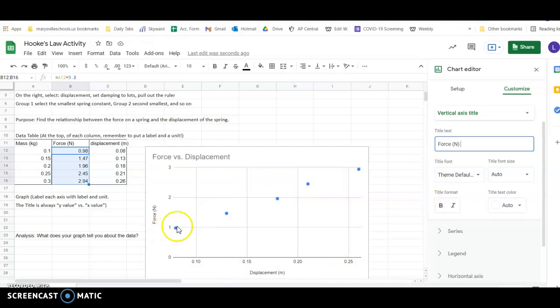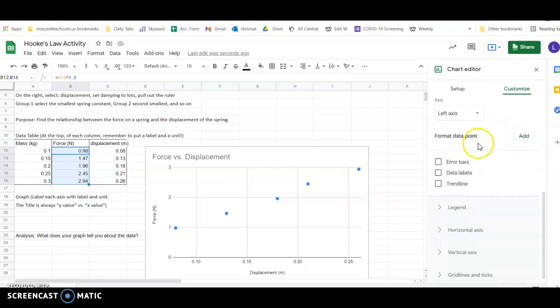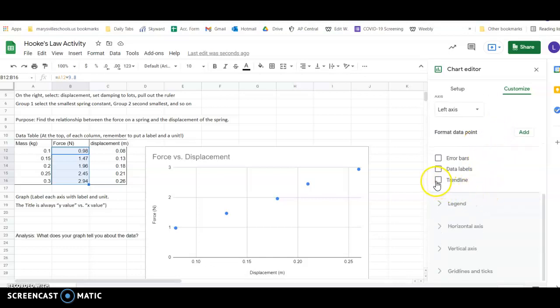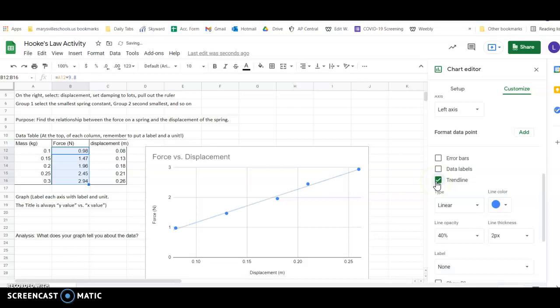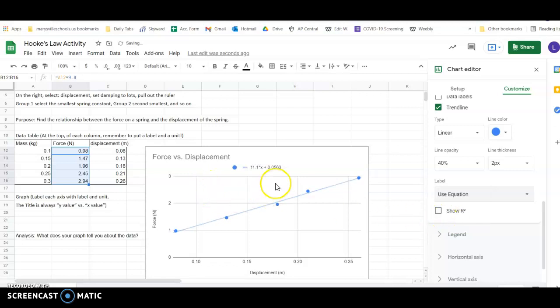Next thing we want to do is get the equation for the line of best fit. We can see that this data is linear, so I would like to know what's the equation of the line that best goes through those points. So you come down here to Series, and a couple things you have to do. First, you're going to click on Trend Line. Next thing you're going to do is click on Label, because right now I see the line, but it doesn't tell me what the equation is, so click on Label and click Use Equation. And at this point, you have the equation of your line.